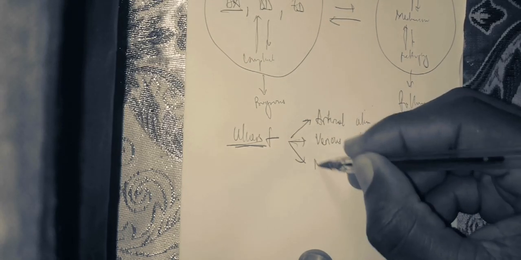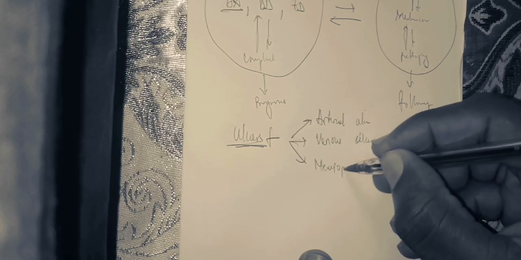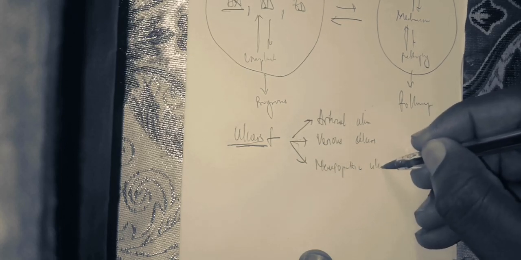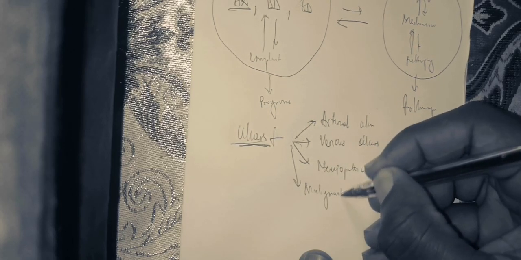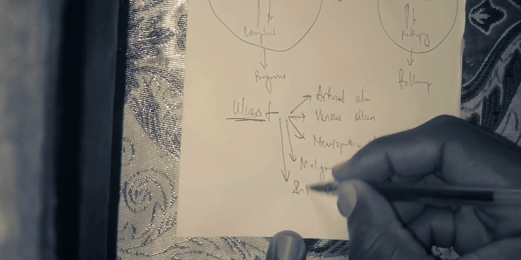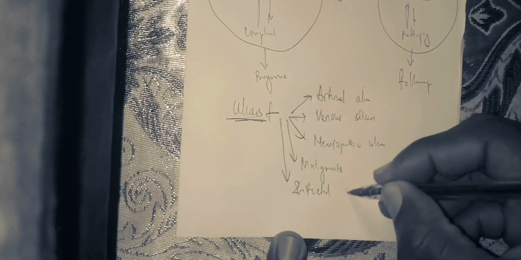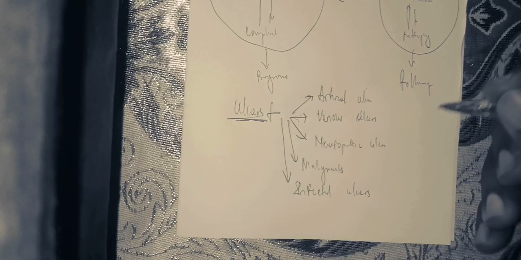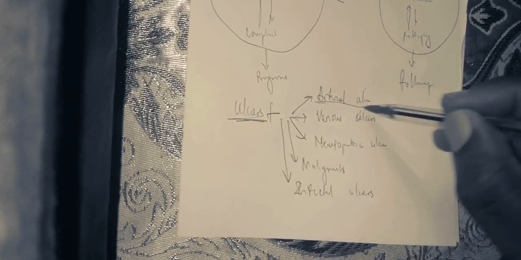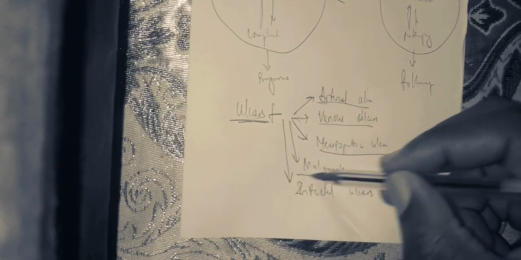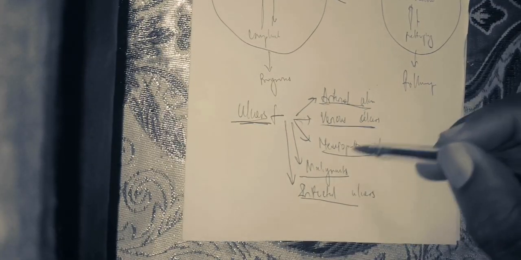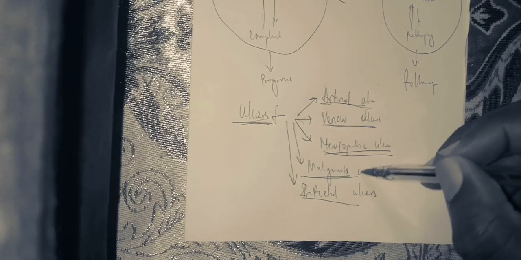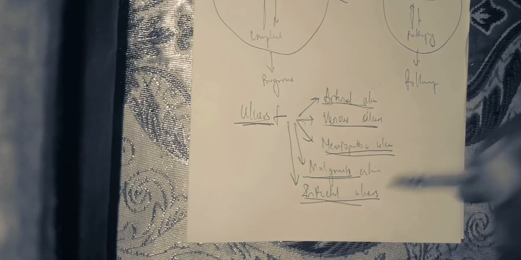The next one, you have neuropathic ulcers caused by nerves. The next one, you have malignant ulcers, and then you also have infected ulcers. Is it clear? So now we are going to visualize the tutorial of each of these types inside the ulcer tutorial. You're going to visualize arterial ulcers, venous ulcers, neuropathic ulcers, malignant ulcers, and infected ulcers.